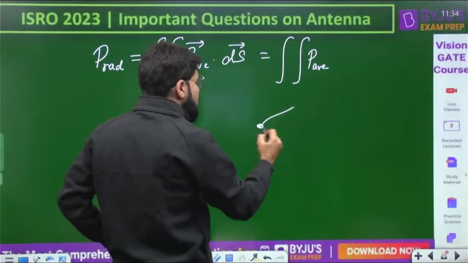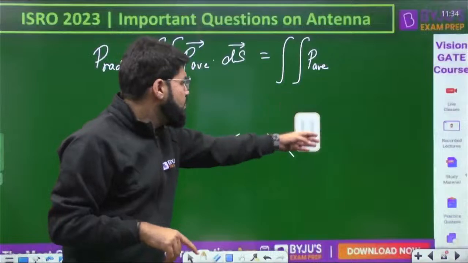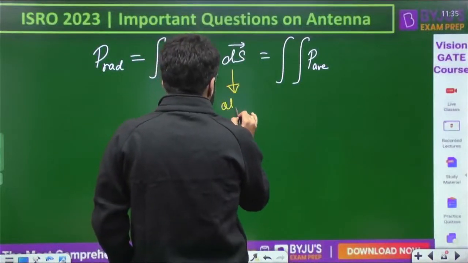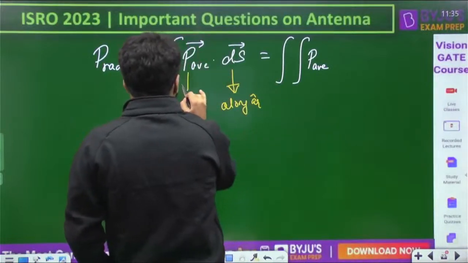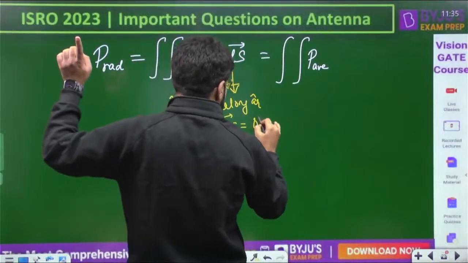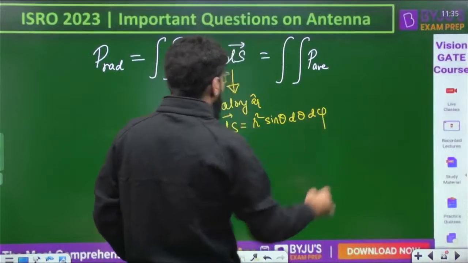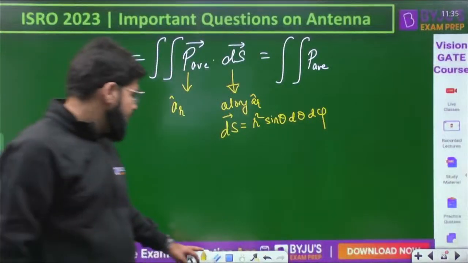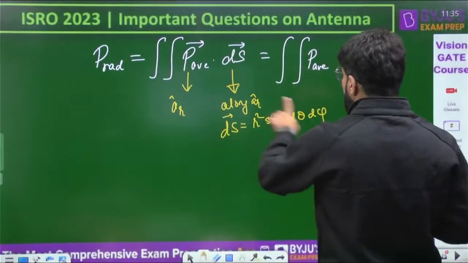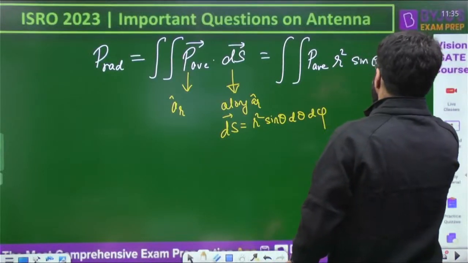If this is an antenna source, it is going to radiate the power in all directions across it, in the radial direction. So P average is in the radial direction, and what is the dS in the radial direction? Because the radiated power is along AR. So along AR, what is the dS? In the spherical coordinate system, that is given by r square sine theta d theta d phi along the radial direction. When you take the dot product of both, AR dot AR is 1, and you are left with P average r square sine theta d theta d phi.